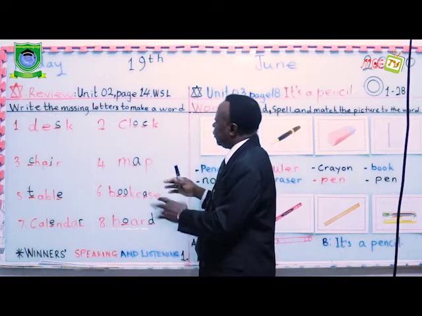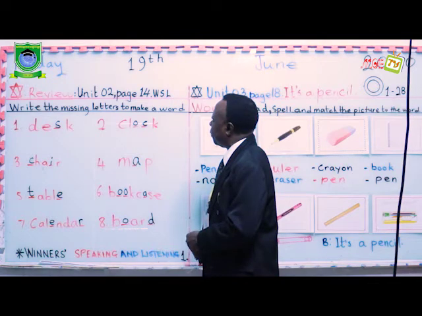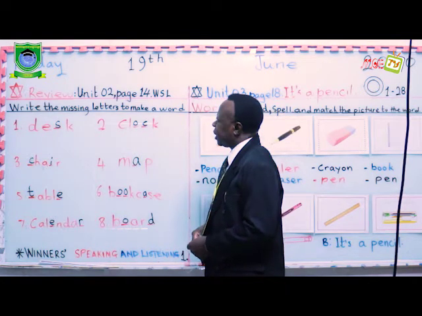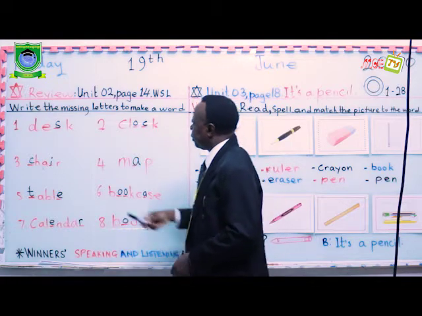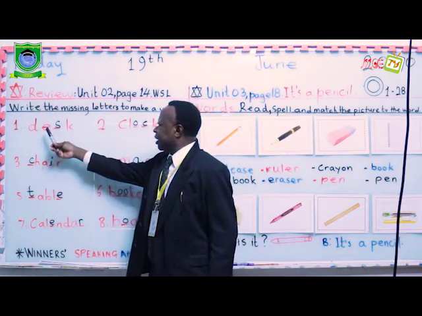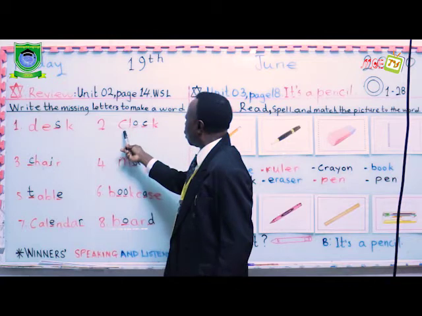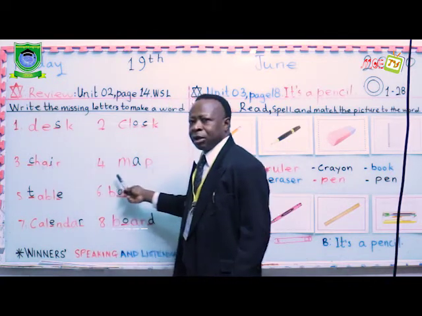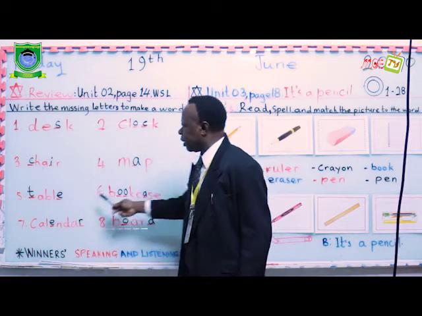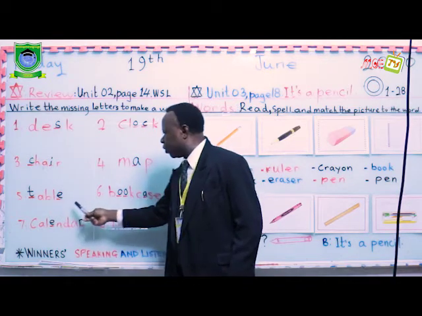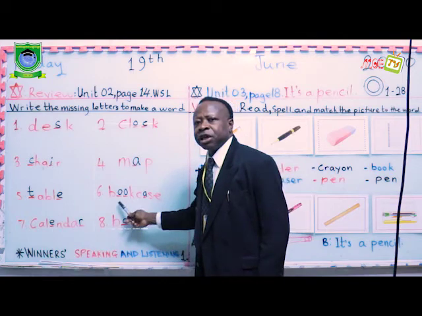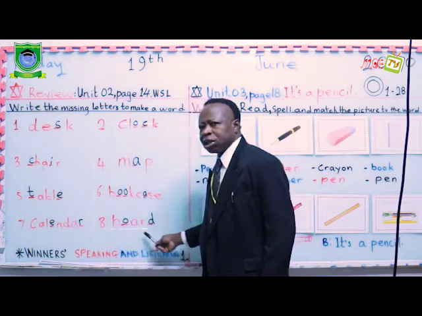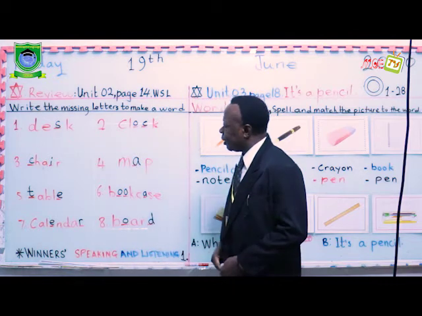So these are the previous words we learned from Unit 2, page 14. Let's say them again together. Desk, desk. Clock, clock. Chair, chair. Map, map. Table, table. Bookcase, bookcase. Calendar, calendar. Board, board. Well done.